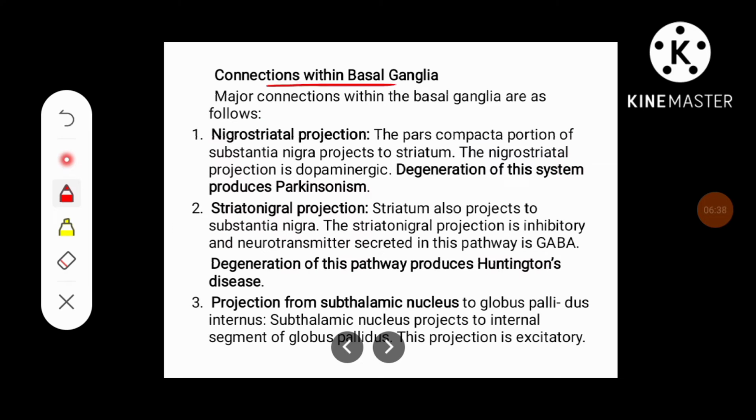Connections within the basal ganglia. The major connections within the basal ganglia are as follows. The nigrostriatal projection, where the pars compacta portion of the substantia nigra projects to the striatum. The nigrostriatal projection is dopaminergic, and degeneration of this system produces Parkinsonism.